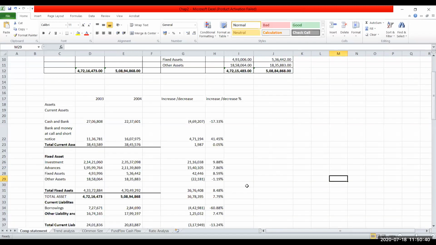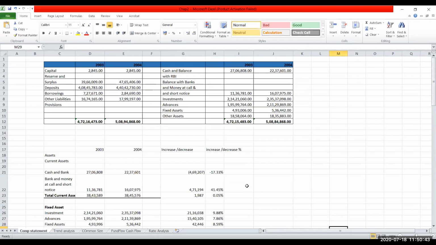Are you able to see my Excel sheet? Yes, sir.